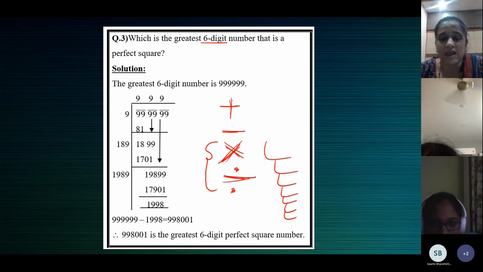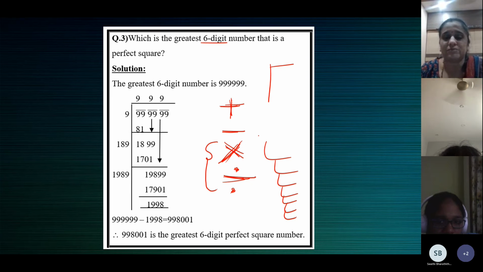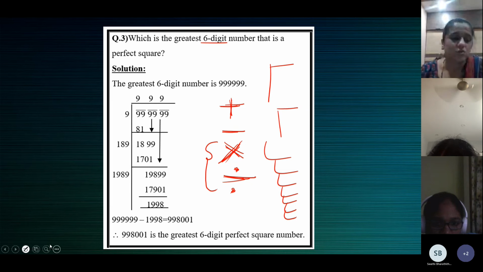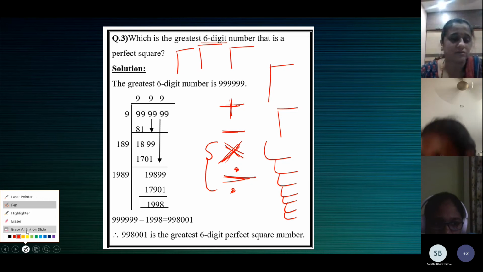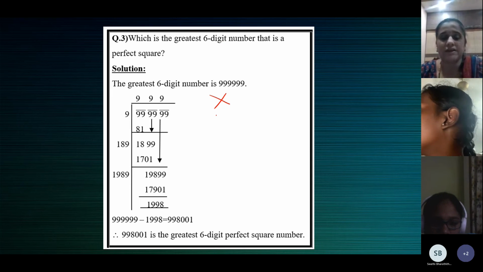What is the least number to be added? Long division method. What is the least number to be subtracted? Long division method. Which is the greatest 6-digit number, or which is the least 6-digit number? For all this, long division method. For multiplied and divided, prime factorization method.